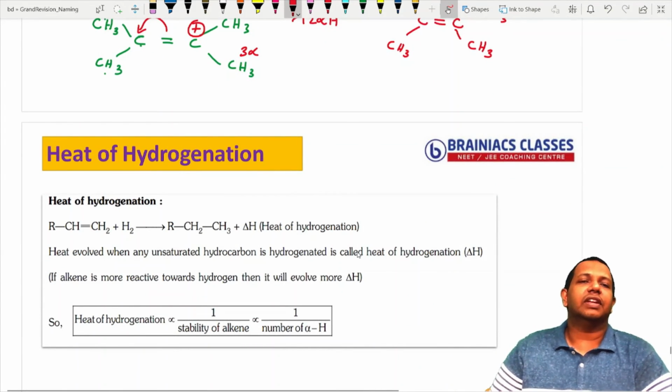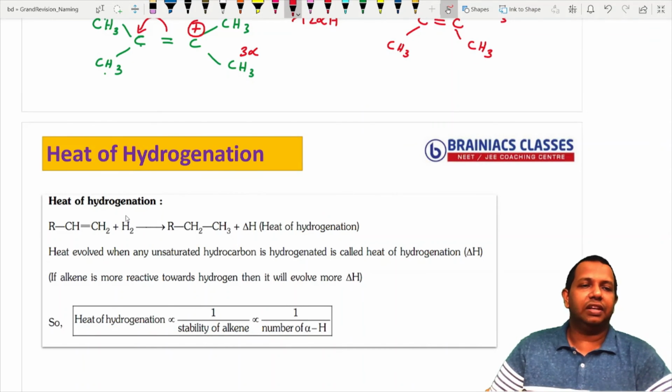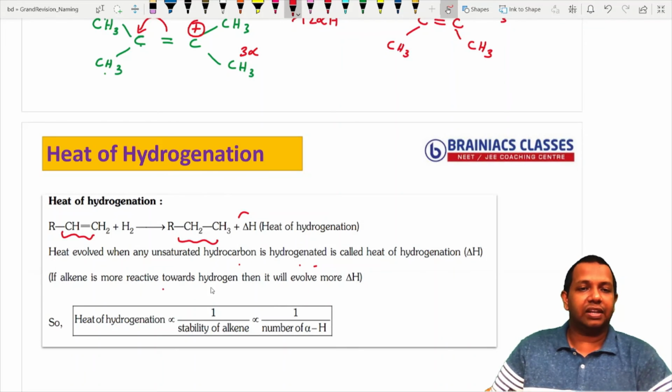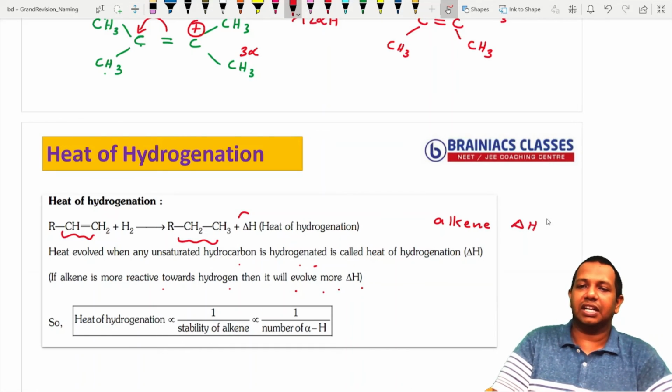So the last application is heat of hydrogenation. Heat of hydrogenation means the amount of heat evolved when you add hydrogen to an alkene to convert it into a saturated compound. It will liberate heat during this process, and this delta H is called heat of hydrogenation. So heat evolved when any unsaturated hydrocarbon is hydrogenated is called heat of hydrogenation. If an alkene is more reactive towards hydrogen, then it will evolve more delta H. So simply speaking, if an alkene is reactive in nature, then it will have high delta H. Delta H will be very high.